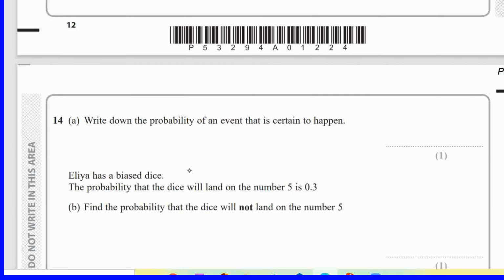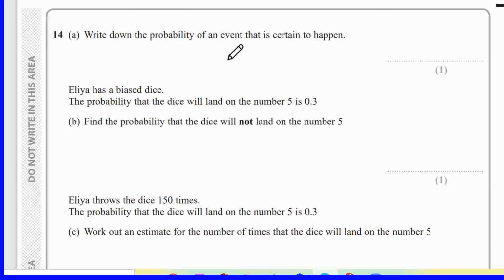Our next number will be 14. Write down the probability of an event that is certain to happen. Certain to happen, it will be 1. Aria has a biased dice. The probability that the dice will land on number 5 is 0.3. Find the probability that it will not land on 5. So it will be 1 minus 0.3, which gives 0.7.